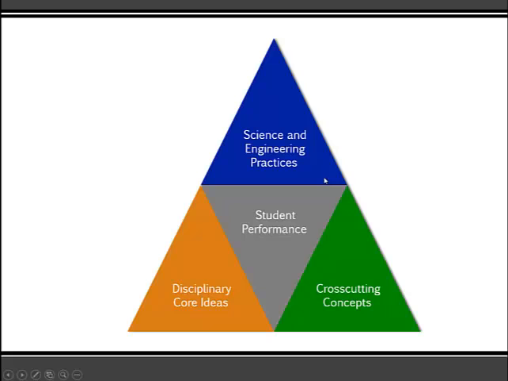And this diagram to me really shows that idea that student performance is bounded by all 3 of these, and that if we lose one of the 3 of these, we start to lose the definition of our student performance. And so we at all times need to be making sure that we're using all 3 pieces of that 3-dimensional learning.